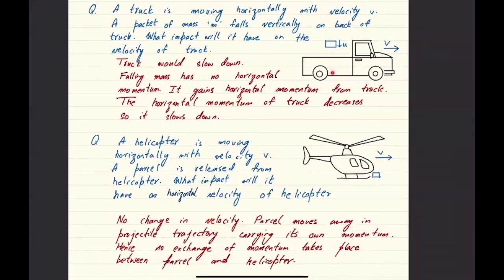When the parcel was there on the truck, it already had a horizontal momentum, and I just pick it up. So when I pick it up vertically, it came out with its own horizontal momentum and never had any exchange of momentum with the truck. So if it lands, the truck is going to slow down, but if I just lift it vertically up, then the speed of the truck would remain unchanged. The truck is moving with horizontal velocity, and the parcel would also be moving with that horizontal velocity. So if I just release the parcel from the helicopter, that would also not cause any change in momentum of the helicopter, because the parcel will move out with its own horizontal momentum and the helicopter will continue to move with its own horizontal momentum.